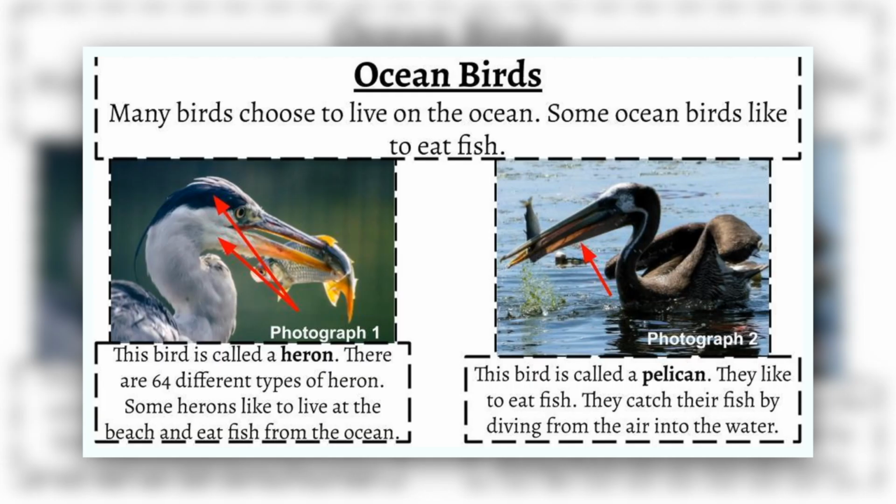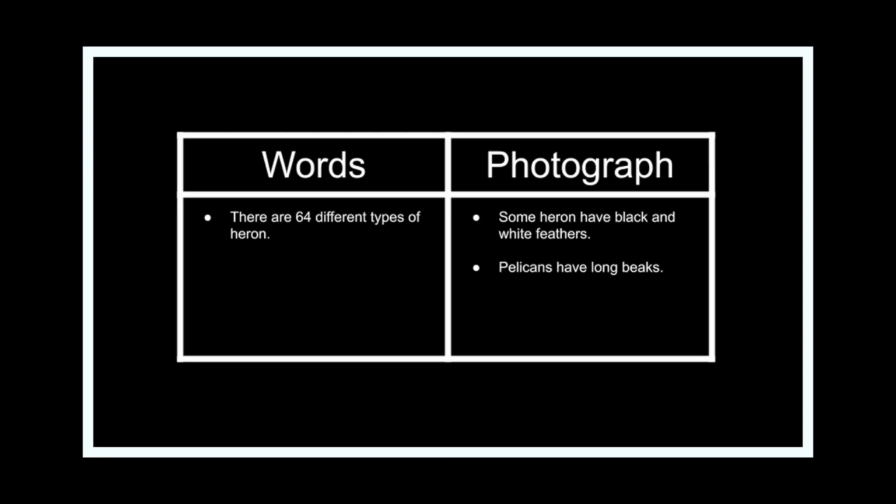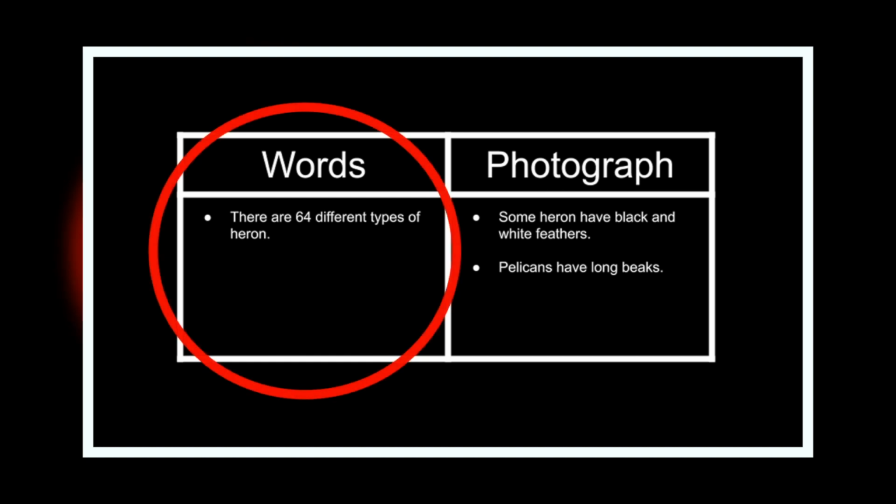Now let's search for some new key ideas that the author put in his text. It says here in the caption that there are 64 different types of heron. Now that's a new key idea. Let's add it to our T-chart. Since we found this key idea in the author's words, we're going to put it in this column.